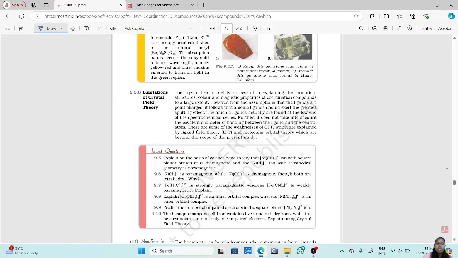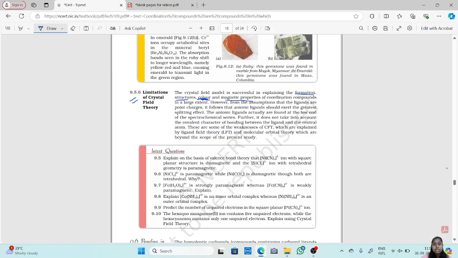What are the limitations of crystal field theory? Even though it can explain many more things than the valence bond theory, still there are some limitations to crystal field theory. Now, the crystal field model is successful in explaining the formation of structures, color and magnetic properties of coordination compounds to a large extent. Here again, we can see the formation of structures, colors and magnetic properties. Mainly here it explains the colors.